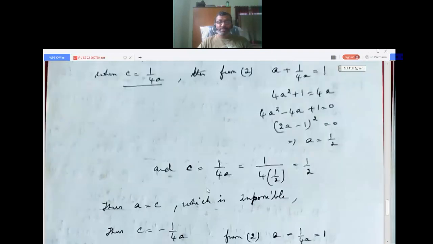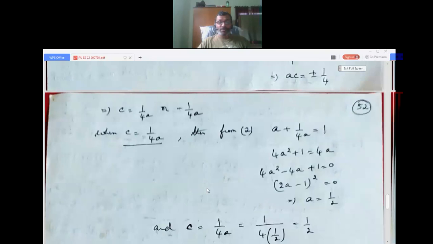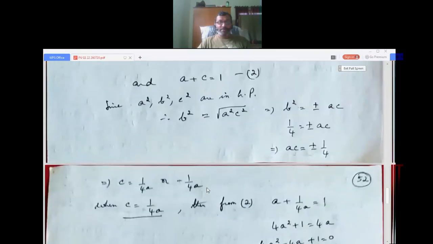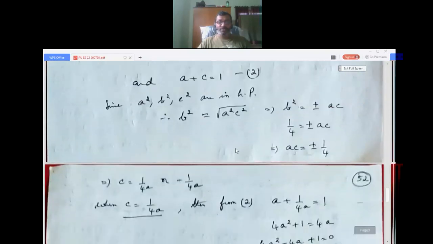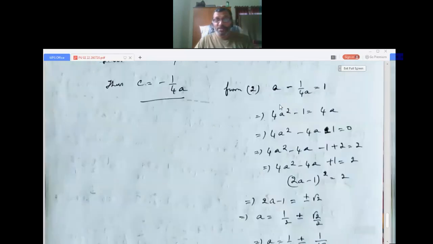So we take the next case, that is C is equal to minus 1 by 4A. A plus C equals 1, so C is equal to minus 1 by 4A. A plus C equals 1. So A minus 1 by 4A equals 1, multiply by 4A. 4A squared minus 1 equals 4A. So 4A squared minus 4A minus 1 equals 0.